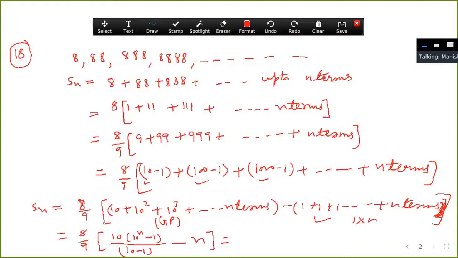Now the question's answer will be 8 upon 9 into 10 into 10 to the power n minus 1 upon 10 minus 1, which can be written as 9, minus n. This is the answer. You can multiply 8 upon 9 into the inner statement and you will get the answer after simplification.